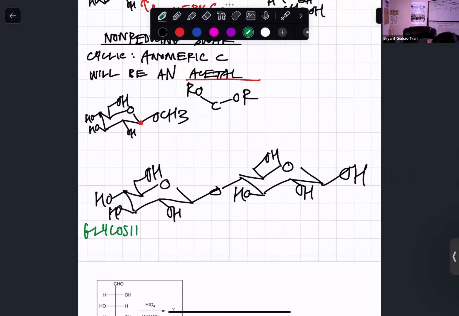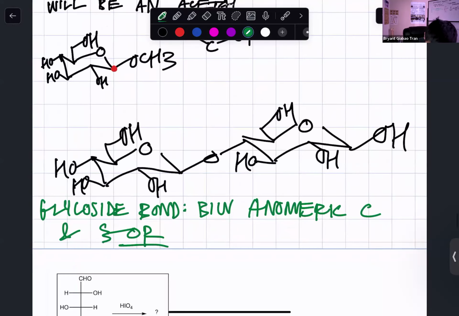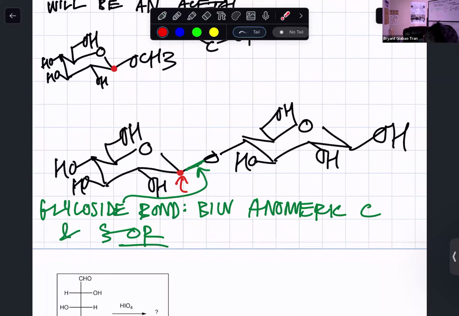A glycosidic bond is the bond between the anomeric carbon and an oxygen of an OR group. And it has to be an OR group to be considered a glycosidic bond. So we see that this is the anomeric carbon of this sugar, and this right here is the glycosidic bond, which is the bond between the anomeric carbon and the OR group here.